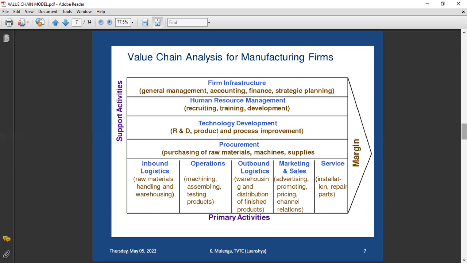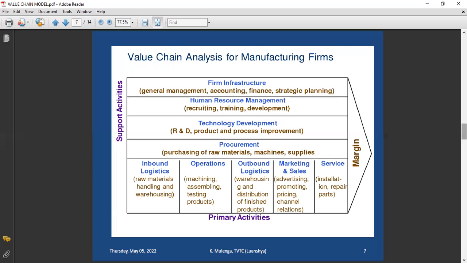Then under firm infrastructure, we have general management, accounting, finance, and strategic planning. Under human resource management, we have recruiting, training, and development. Then we have technology development, with research and development, and product and process improvement. These make up the supporting activities. So the idea is, in these activities, where are we strong?